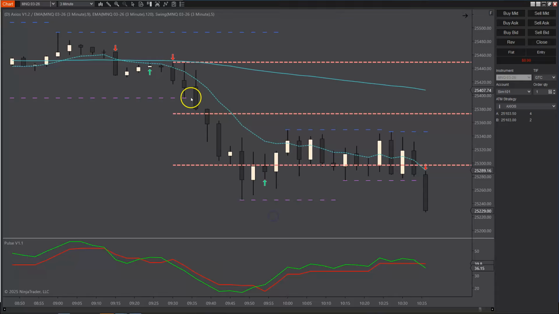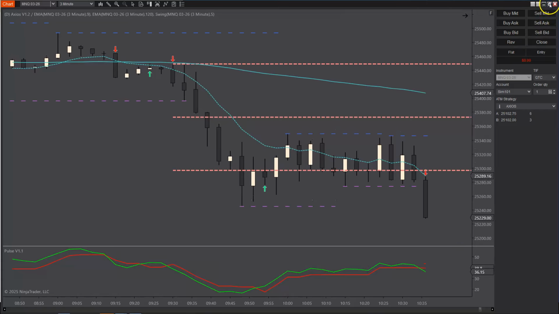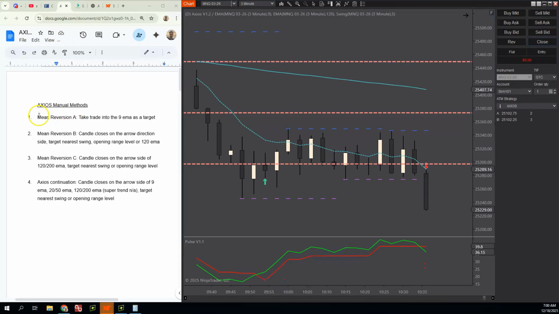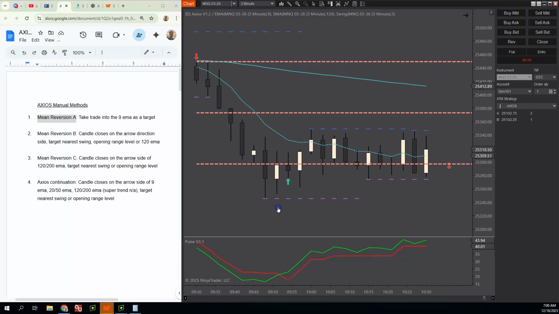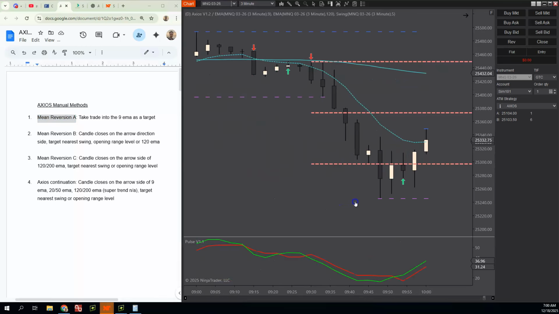So here we have another day. I don't know what this is, yesterday. Oh yeah, this is a great example. We'll end this on this example. Again, we are looking at Mean Reversion A. Maybe we'll come up with a cooler name for this. So we're taking the trade into the 9 EMA as a target. Obviously, all of the entries are based on the red or green arrow. So I actually remember this trade from yesterday.